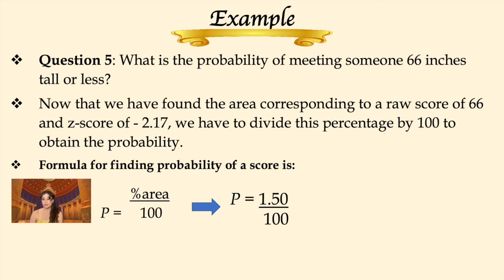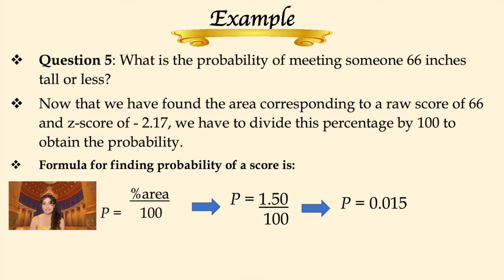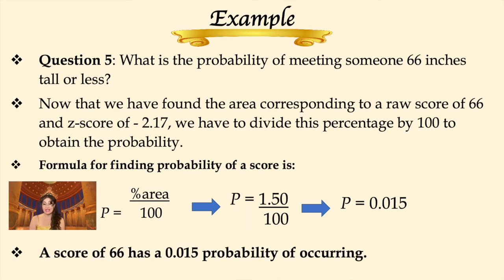So if we divide 1.50 by 100, we get a probability of 0.015. So a score of 66 has a 0.015 probability of occurring. In other words, the probability of meeting someone 66 inches tall or less is 0.015.